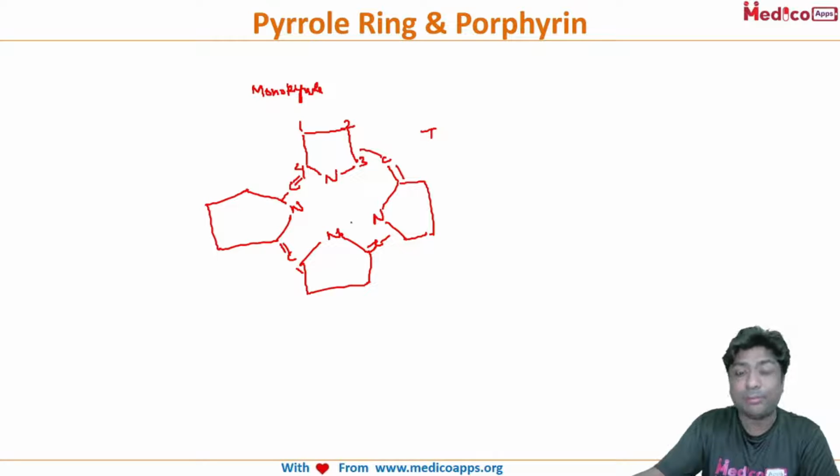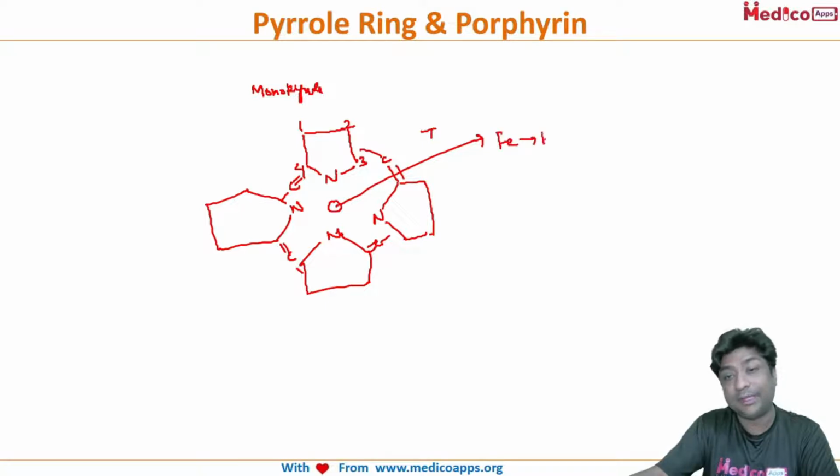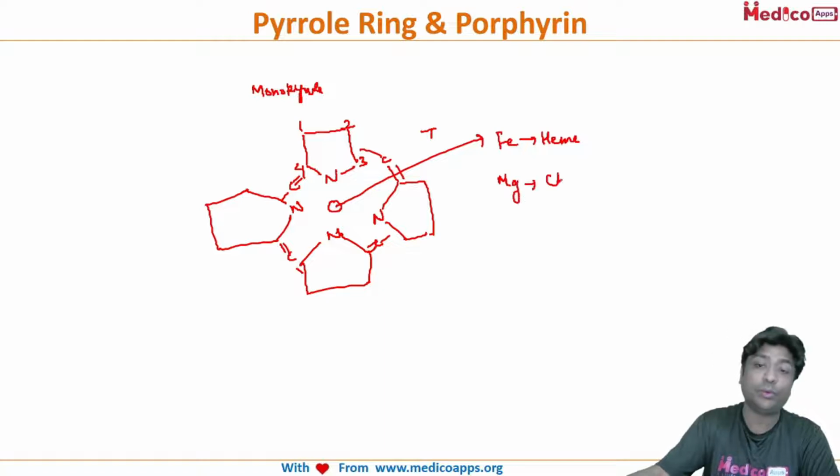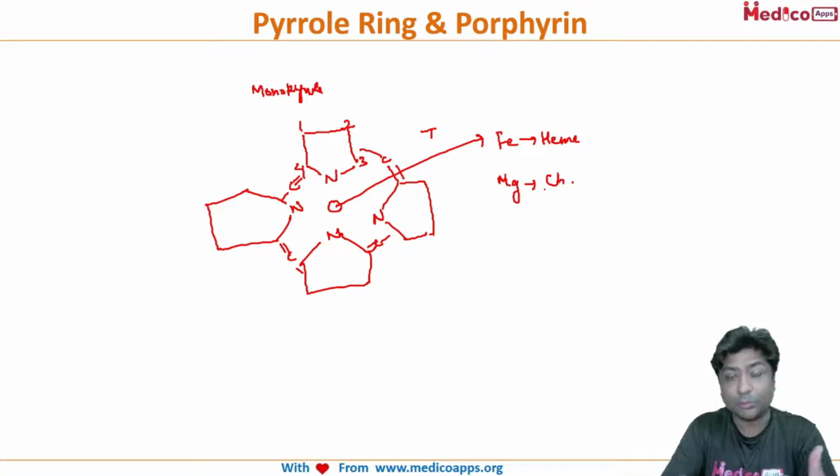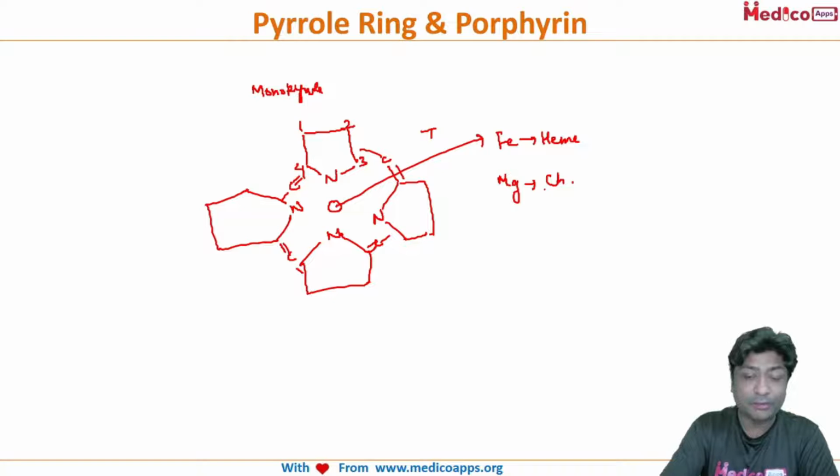Now this is a porphyrin, the basic porphyrin ring. If you add any metal, for example if you add iron in the center, it will become heme. Or if you add magnesium in the center, it will become chlorophyll. So this is the basic monopyrrole, tetrapyrrole, porphyrin ring, heme, chlorophyll. So this is very, very basic.